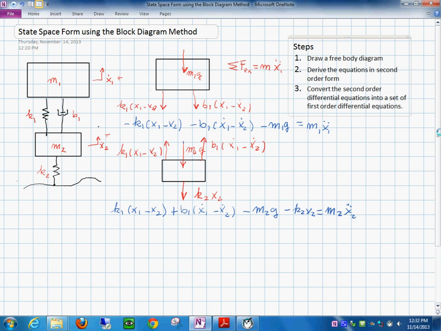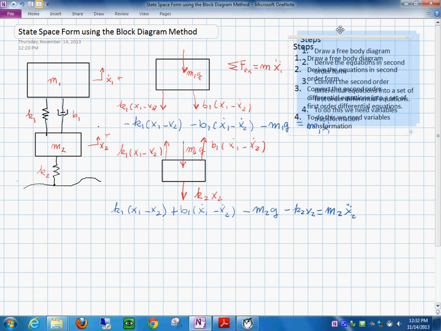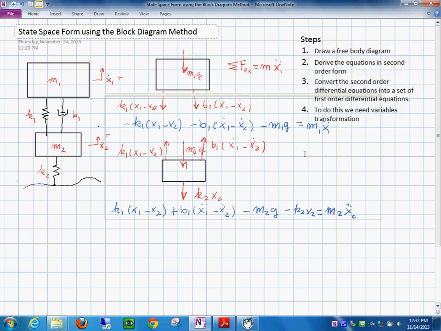Okay, what do we need to do for this? To do this, we need a variable, coordinate transformation, or variables transformation, and we need to specify what that transformation is. Let me move this a little bit so my letters don't interfere with my drawings. So there we go.